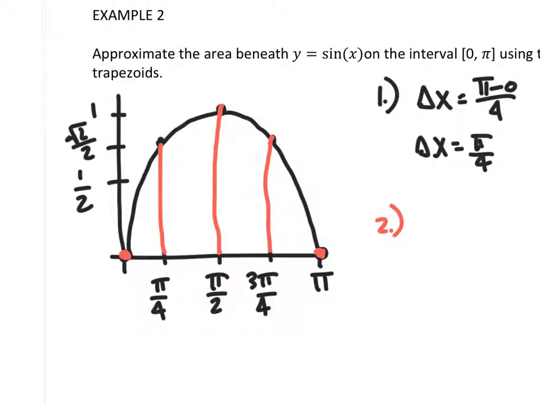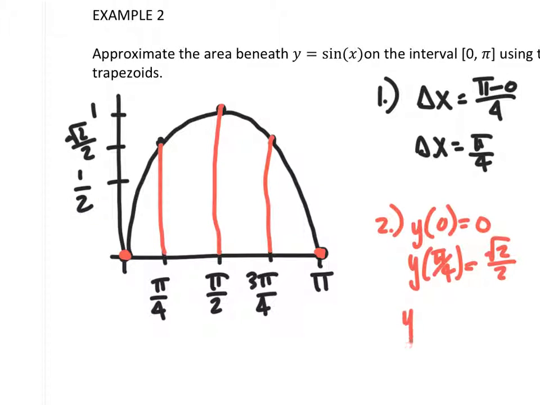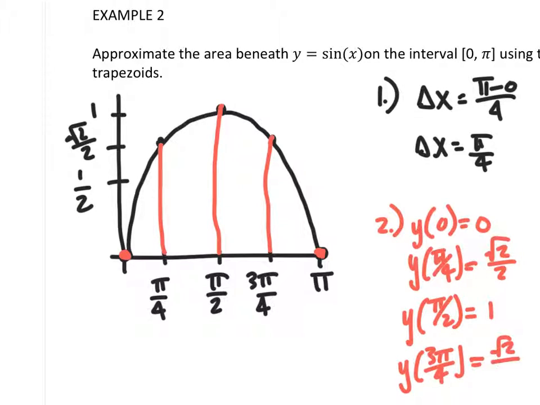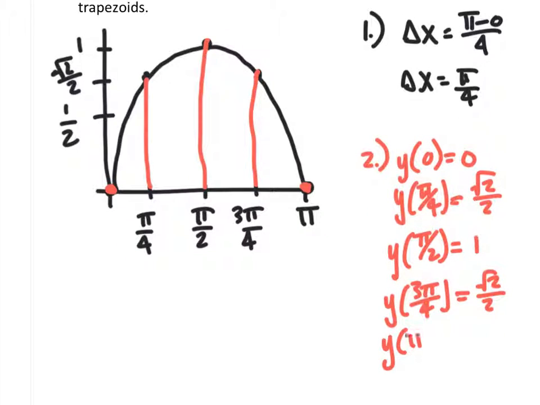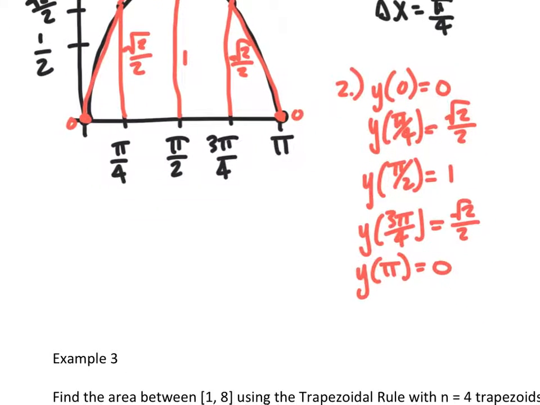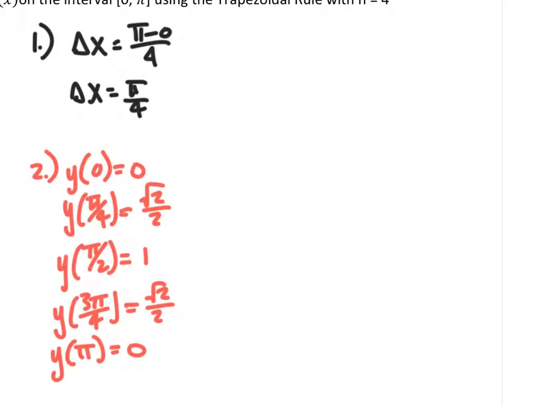So step 2, I know that y of 0 is 0. I know that y of pi over 4 is equal to the square root of 2 over 2. I know that y of pi over 2 is equal to 1. I know that y of 3 pi over 4 is equal to the square root of 2 over 2. And the last one, y of pi is equal to 0. Let's draw those trapezoids real quick. This is 0 and that's 0. This is 1, and each of these are the square root of 2 over 2. Now I want to plug all of this into my formula.